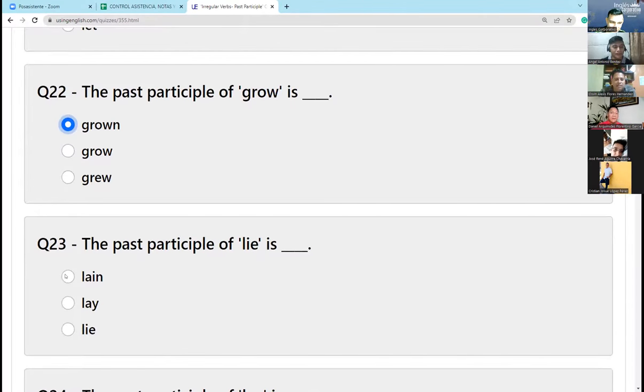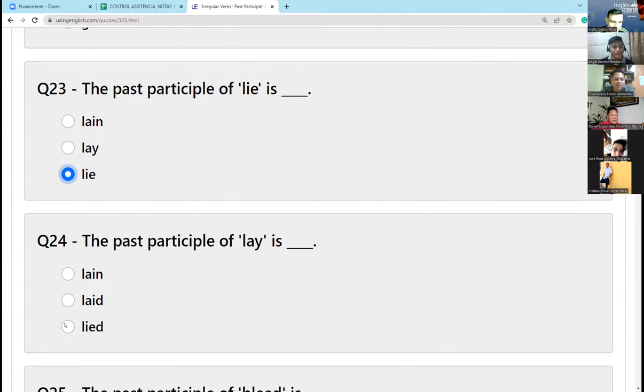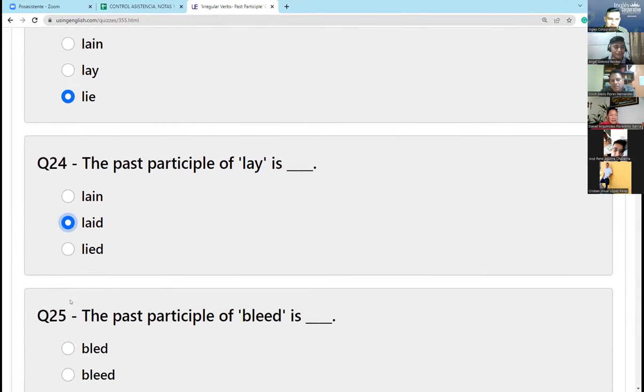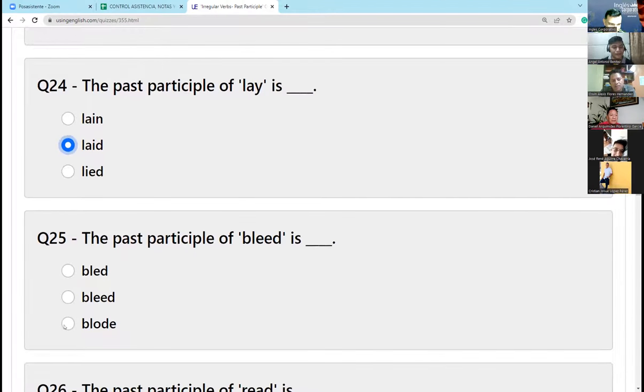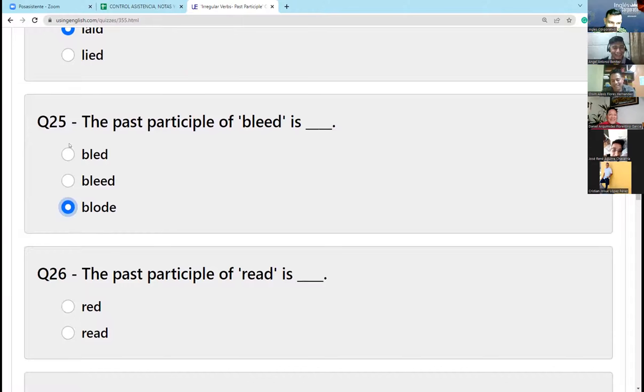Lie. Lied. First, second, third. Third. The same. Lay. Laid. Second. I think it's the second. Past participle of bleed. Sangrar. Bleed. Second. Maybe blood? Maybe. Bled. Yes, bled. Of read. Read. It's the same. The second.